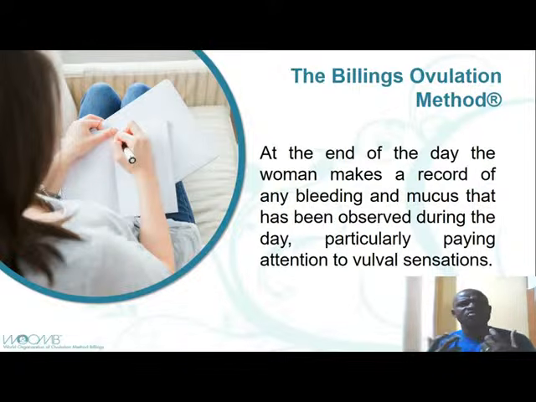Questions have been arising from my students who started using this method. What will happen if in a day I've experienced two different kinds of sensation? I have felt dry during the day, but when it was approaching evening, I felt wetness. Which one should I chart? You chart the most fertile one. And which is the most fertile one? Dry is a sign of infertile, and wetness is a sign of fertility. Now, you will take the wetness. That is what you will chart.